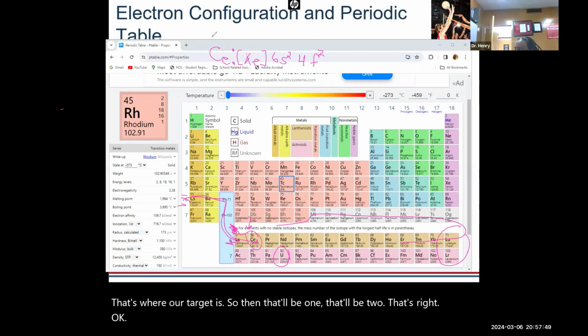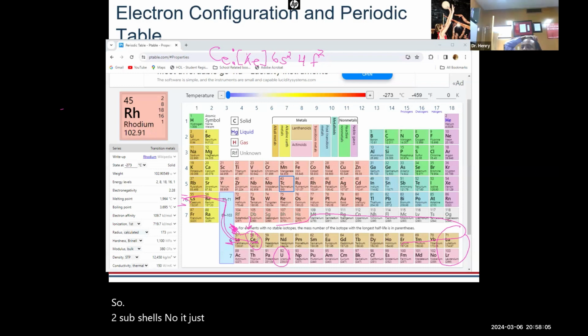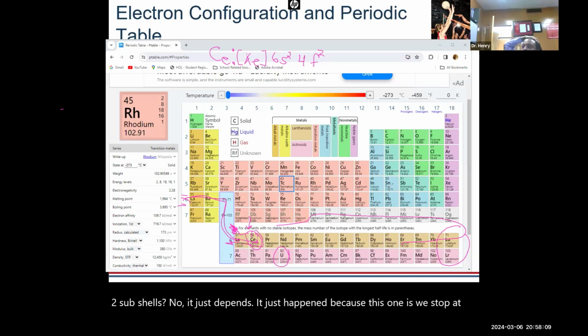So with this method, the noble gas core method, there's only going to be like two subshells, two sections. It just depends. It just happened because we stop at Ce. If we stop over here, like at lead, then there would be more than that.